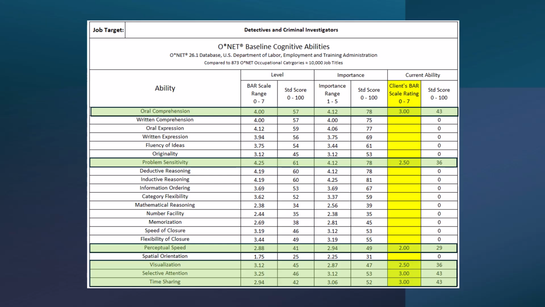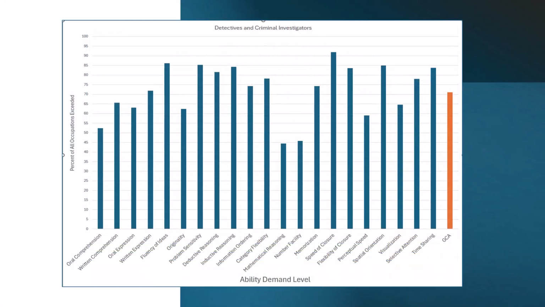I'd like to explain the O*NET Percentile tab. This chart compares this particular occupation across 21 cognitive ability variables with all of the other 872 occupations in the database. This will be useful in rehab planning or if you're involved in consulting in a forensic case for an older worker who has applied for Social Security disability.